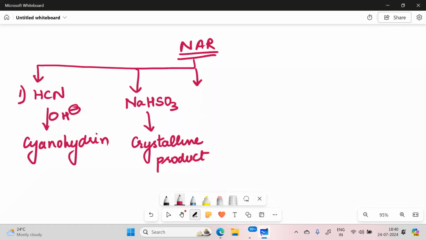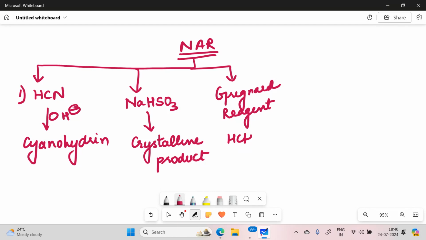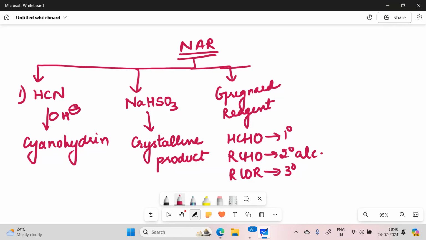Third reaction we did with Grignard reagent. Aditi, you tell me. Formaldehyde gives you a primary alcohol. Other aldehydes give you secondary, and ketones give you tertiary. Yeah. So this is the reaction where we get alcohols of different degrees.